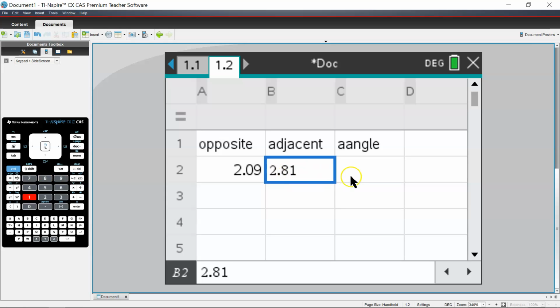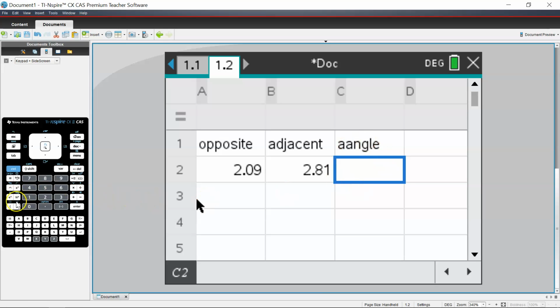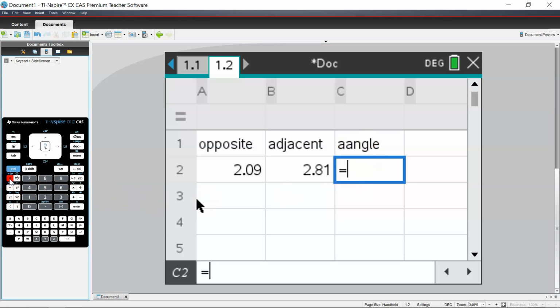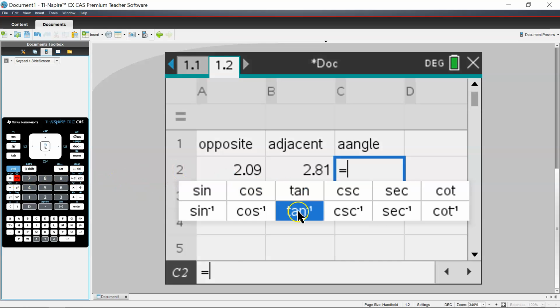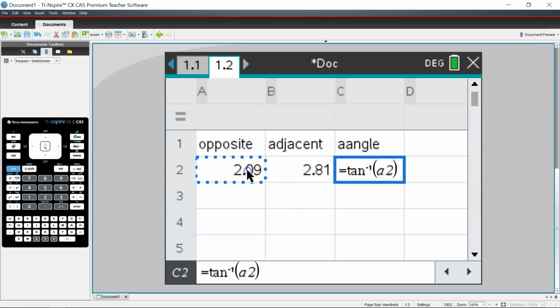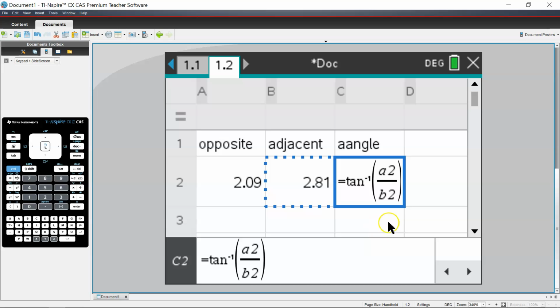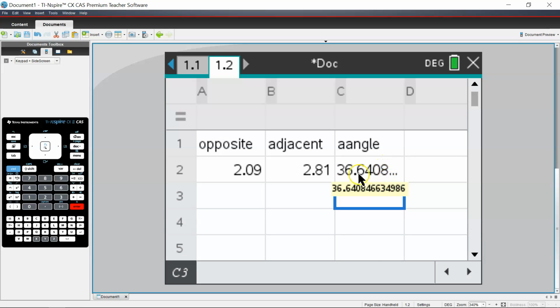If I put in 2.09 here and 2.81 here, to enter a formula to get it to calculate the angle for me, equals for the formula, and then I need to say find the angle using tan, which is that of that divided by, of A2 divided by B2. And I'm using that to find the angle of this ratio. And the calculator will go ahead and do that for me.